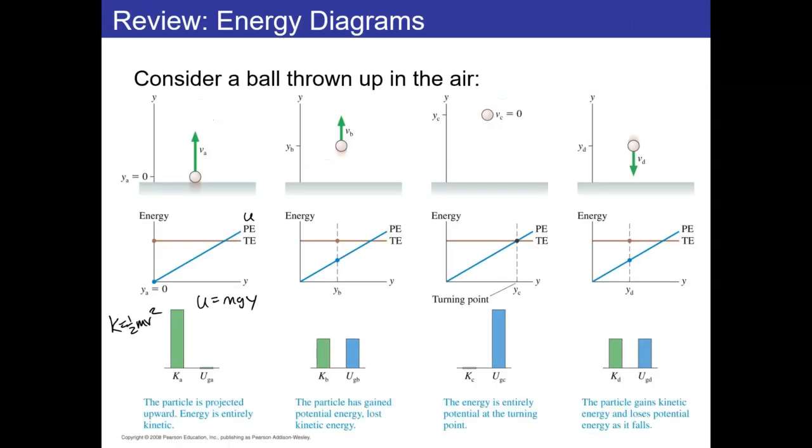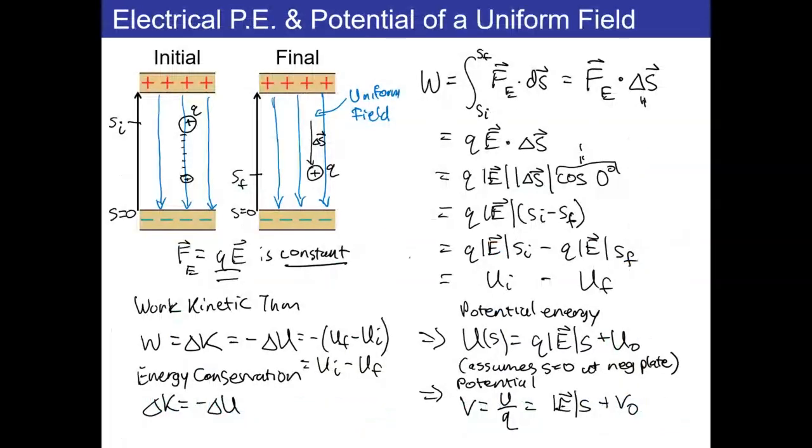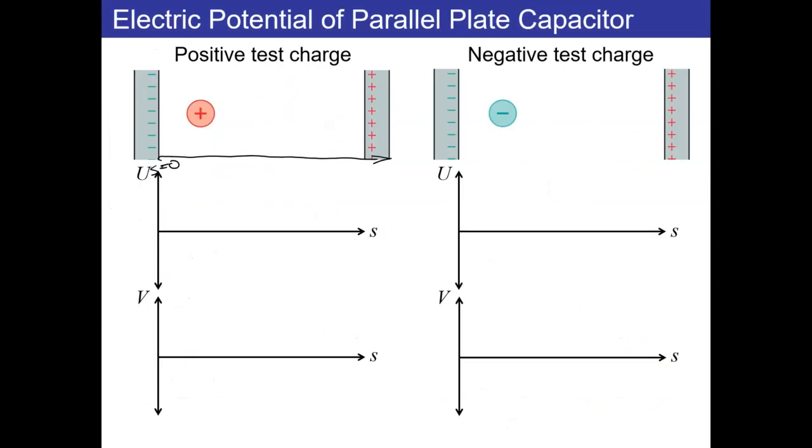Let's go back. This is the function we're graphing. This is the exact same situation, just rotated. So let's write that down. In this case, U of s was equal to qEs plus U naught. Now you can always choose the constant to be whatever you want, so I'm going to choose the constant to be 0. In that case, what will my graph look like? Scott?